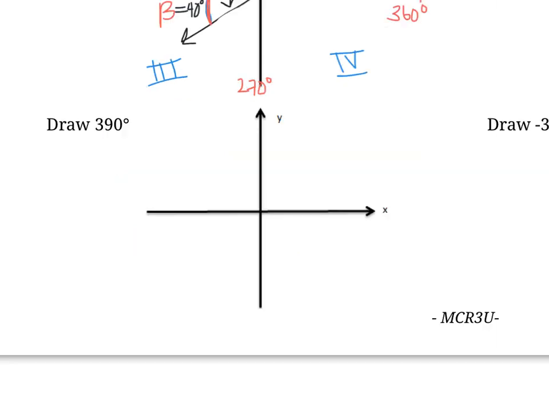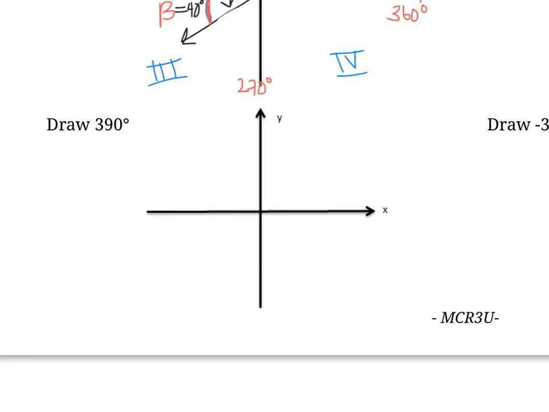Let's try one last weird example. This one says draw 390 degrees. Well, we know that that's bigger than 360. So what is this going to look like? Well, we're going to start on the positive x-axis. We are going to go counterclockwise because it's positive. This is going to be 90 degrees. This is going to be 180 degrees. This is going to be 270 degrees.